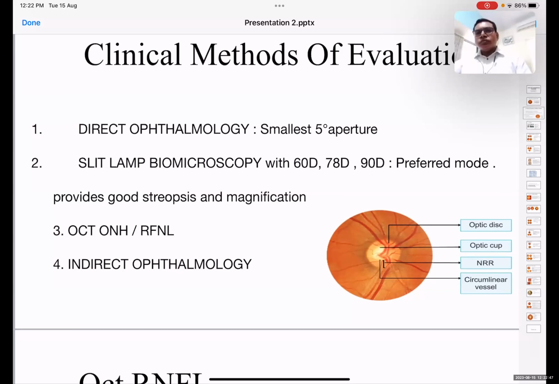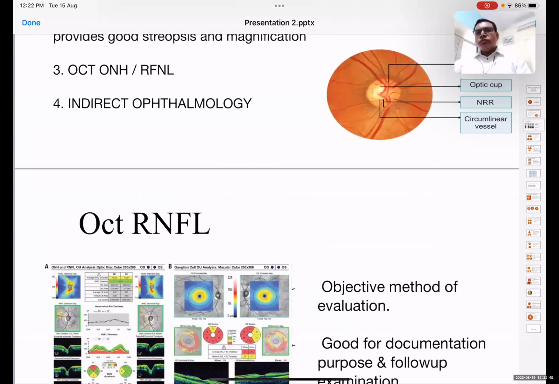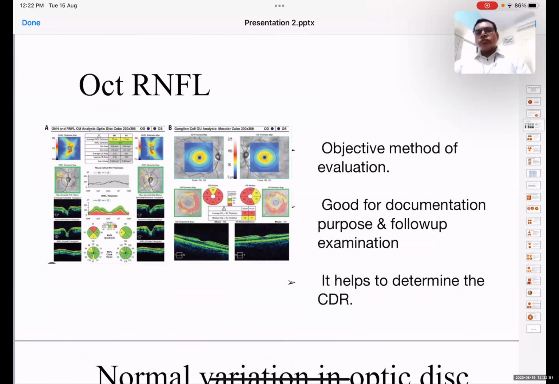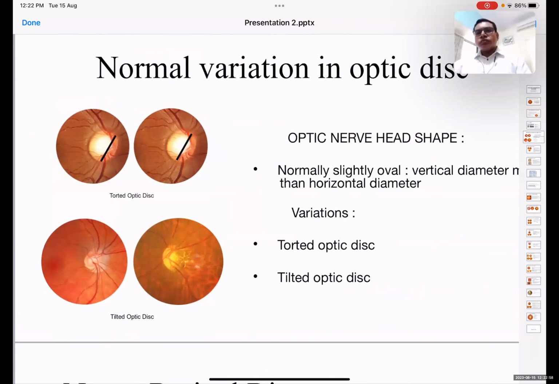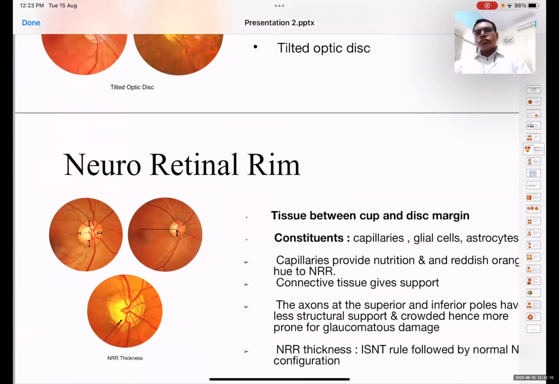Indirect ophthalmoscopy and OCT RNFL. OCT RNFL is an objective method of evaluation. It is good for documentation purposes and follow-up examination. There are normal variations in the optic disc. The optic nerve head shape is normally slightly oval. Vertical diameter is more than the horizontal diameter. Variations include dotted optic disc and tilted optic disc.